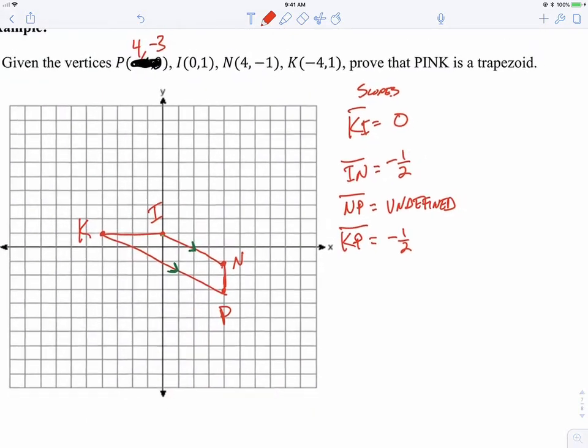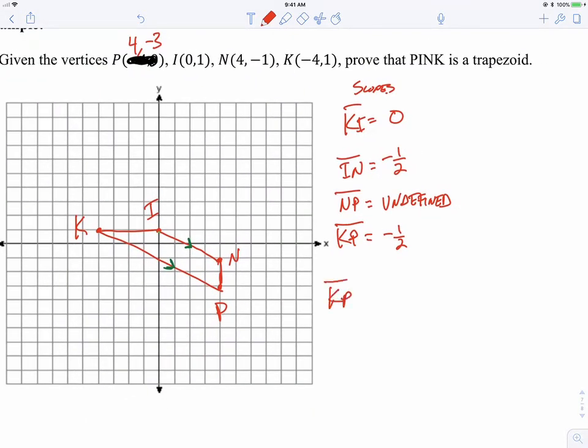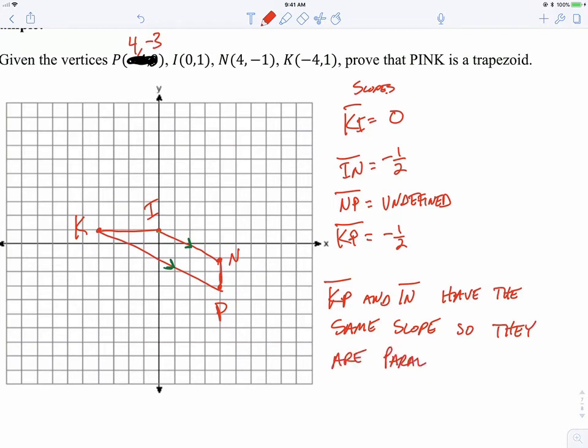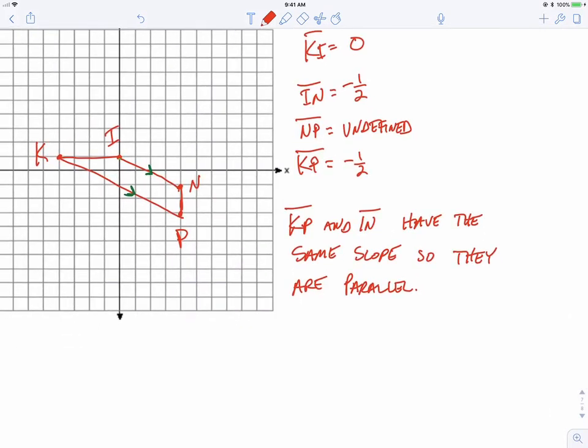All right, so now what does this tell us? This tells us that KP and segment IN have the same slope, so they are parallel. It also tells us that KI and NP don't have the same slope, so they are not parallel.